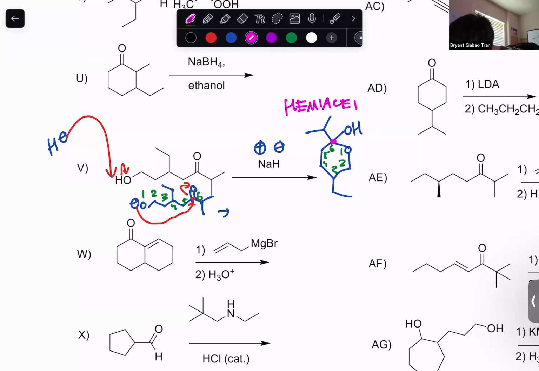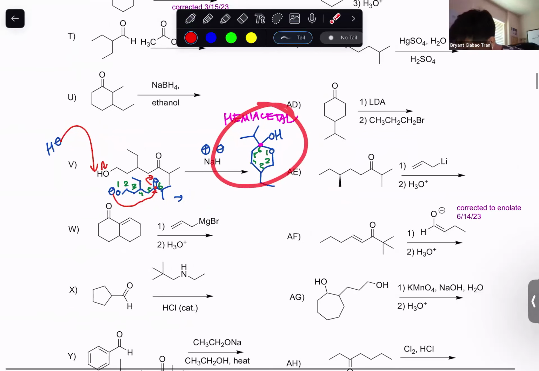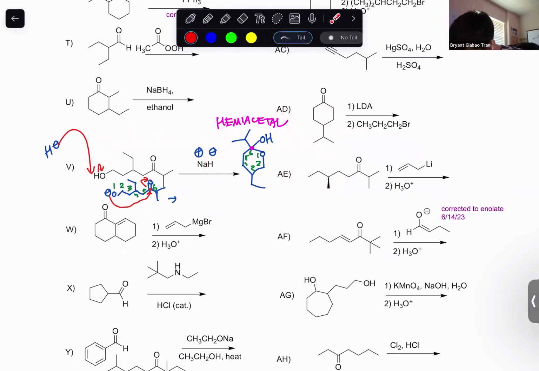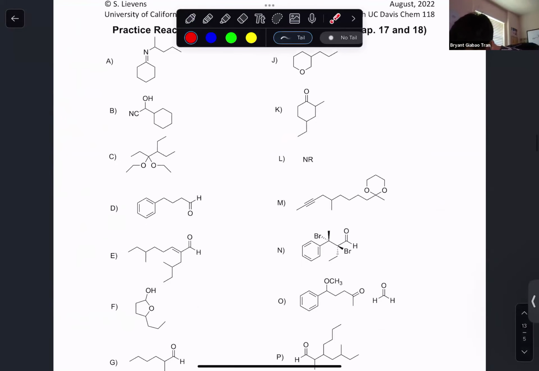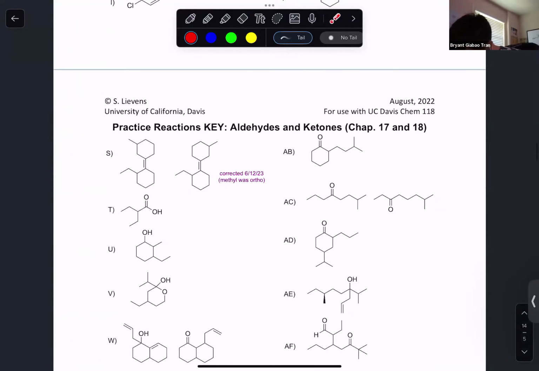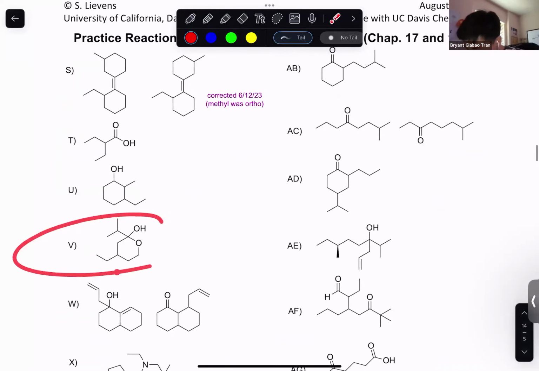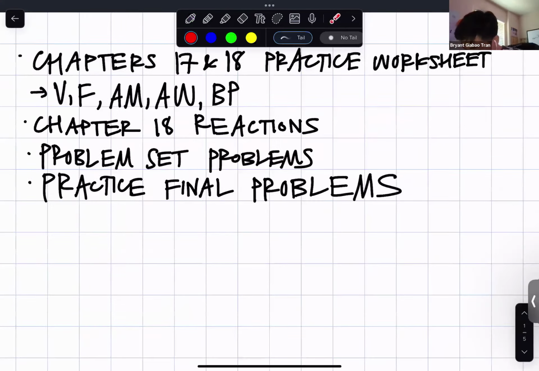Hemiacetal. Does anyone have the key to this? I want to make sure we have that right. Let's see. V. Right here. This hemiacetal right here, which is what we got. Okay. Now let's move on to F.